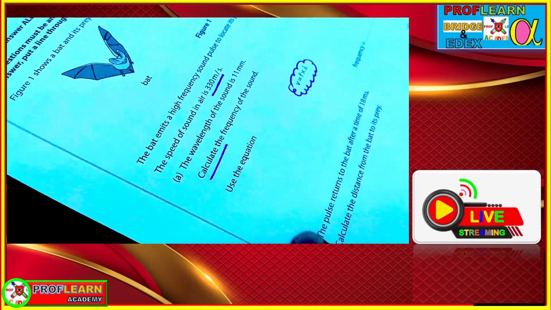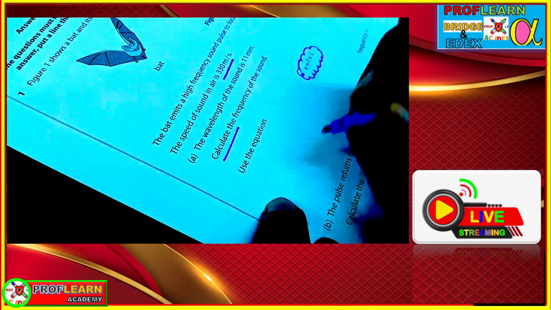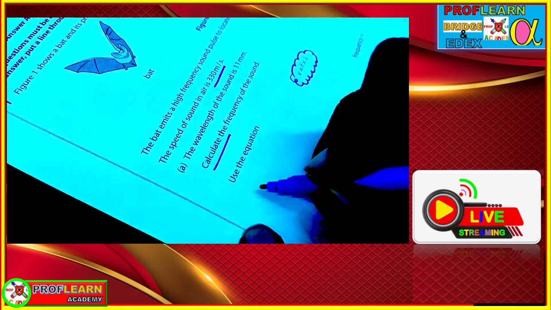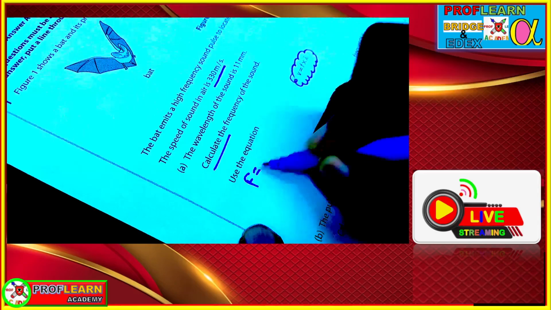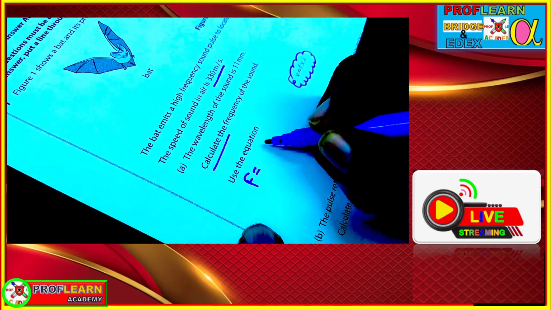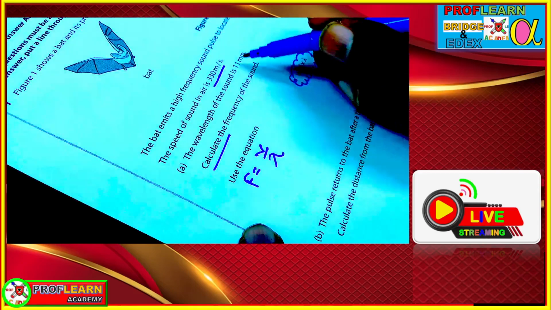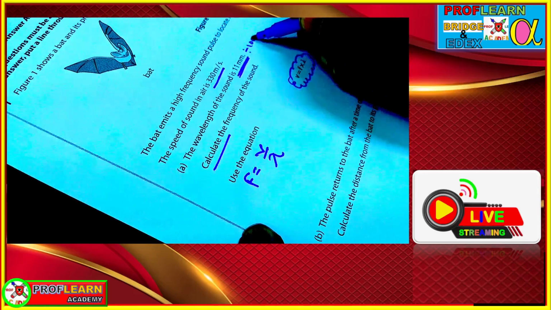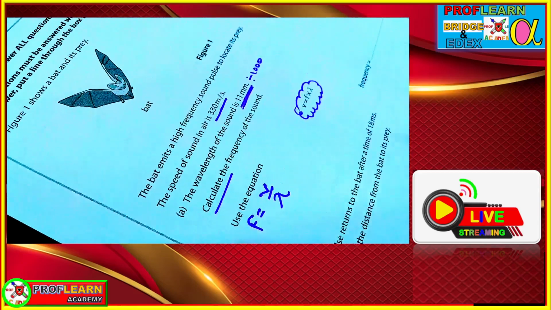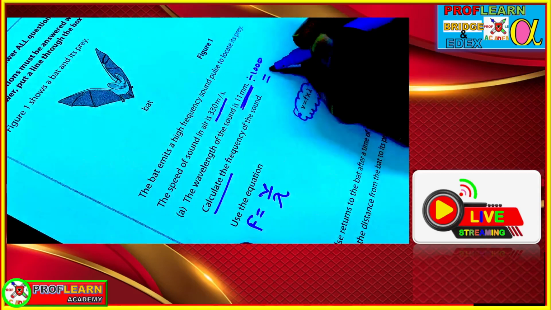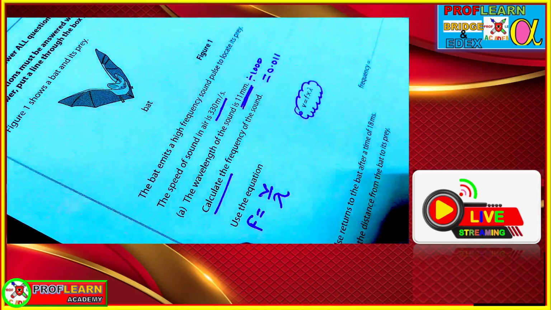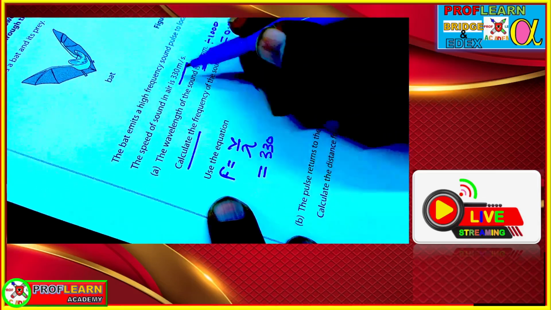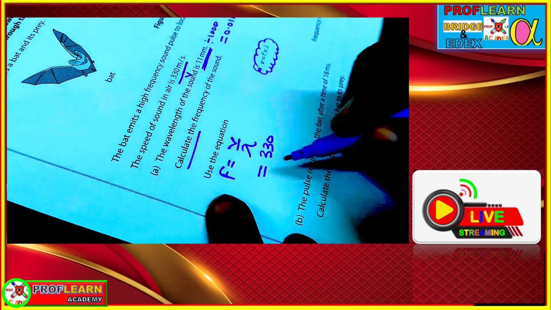Something that you need to take into consideration: we are finding f, so we can rearrange this equation, and it becomes f = v over λ. Lambda is given here, so we have to divide this by 1000 so that we have the wavelength in meters, and that is going to be 0.011. Then frequency is going to be 330, which is our velocity or speed, divided by 0.011.